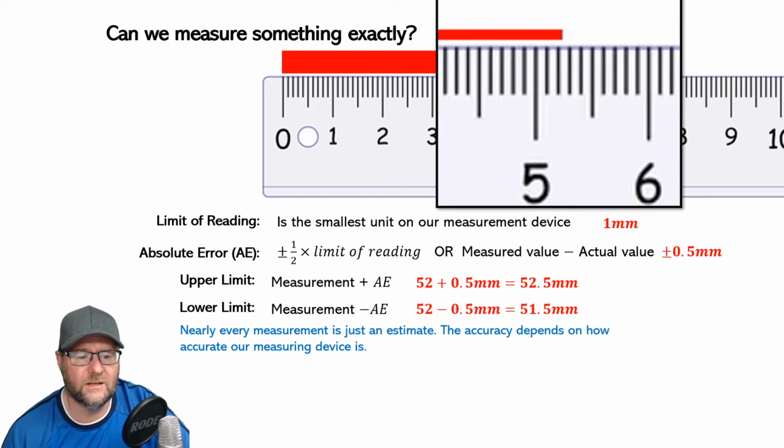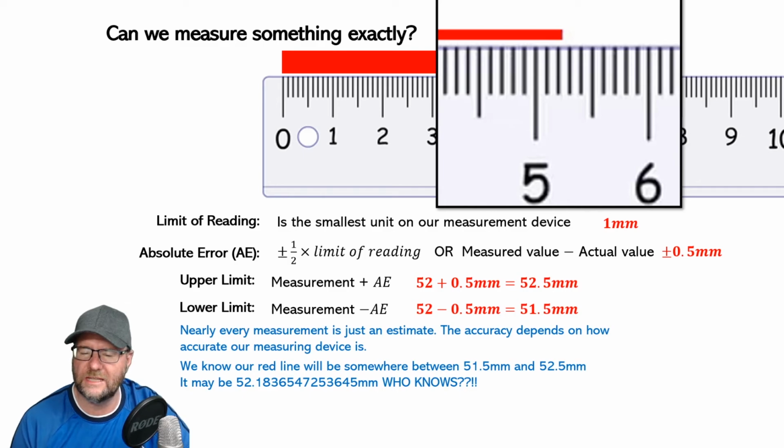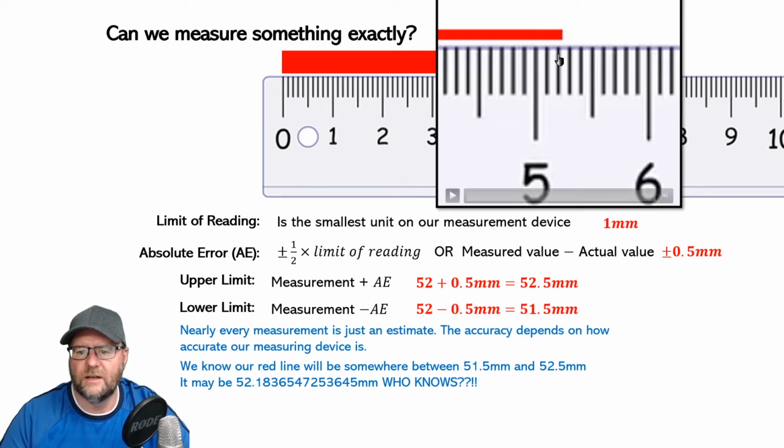So that just means that no, actually we can't measure something exactly, because nearly every measurement is just an estimate, and it'll be an estimate based on the accuracy of what we're using to measure it with, or our measuring device. In this case, my ruler, and I'm limited by the fact that it only measures to millimeters. Okay, so I know it sits somewhere between those two. It's more than 51.5. It's less than 52.5, and I can see that visually. If I look up here, 51.5 would be somewhere here, 52.5 here. It definitely sits between those.